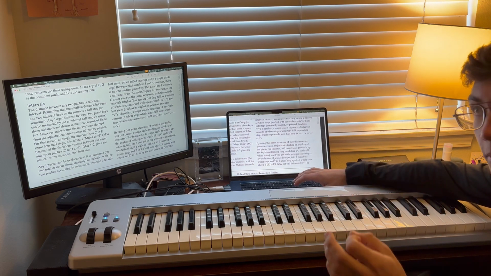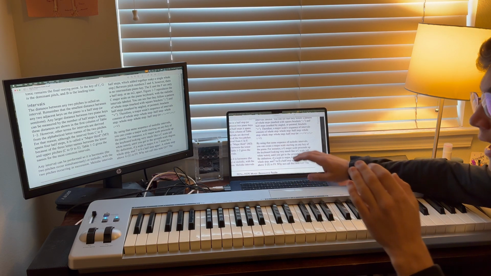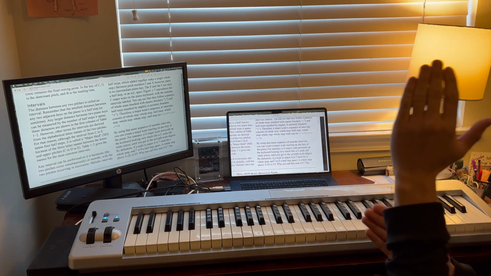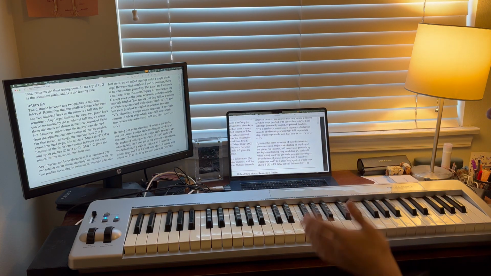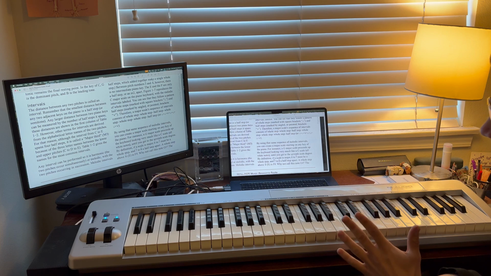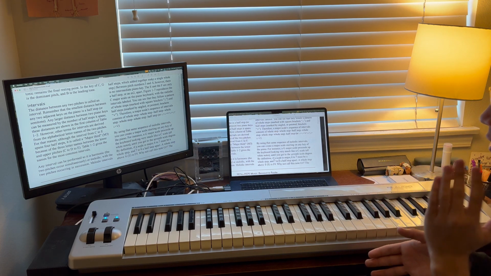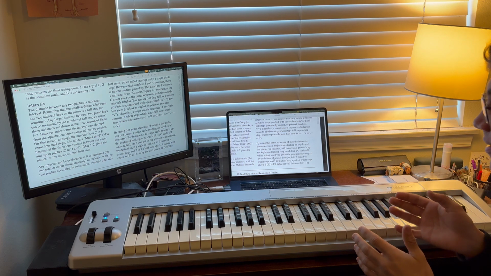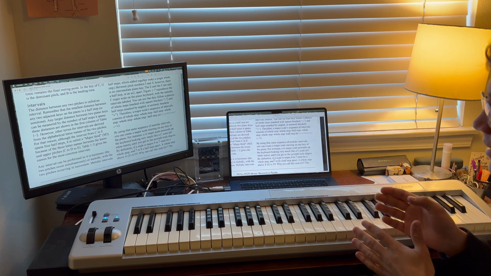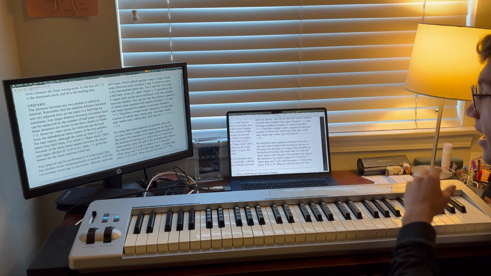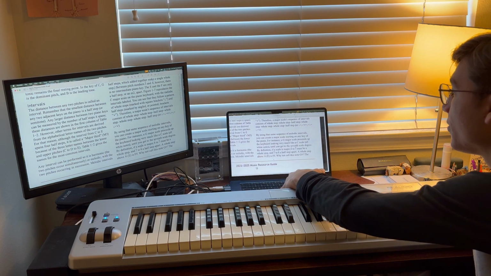So remembering that it's a whole step between the 1st and 2nd scale degrees, a whole step between the 2nd and 3rd, a half step between the 3rd and 4th, a whole step between the 4th and 5th, whole step between 5th and 6th, whole step between 6th and 7th, and then half step between 7th and 8th is important because they may ask you, what is it?